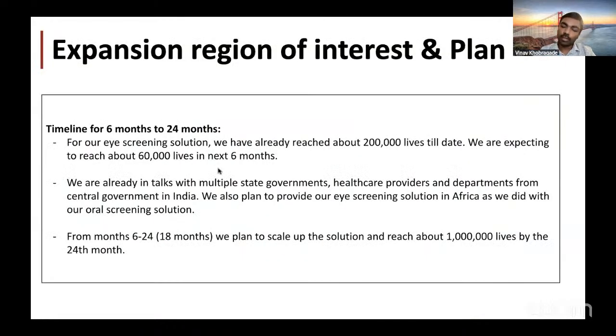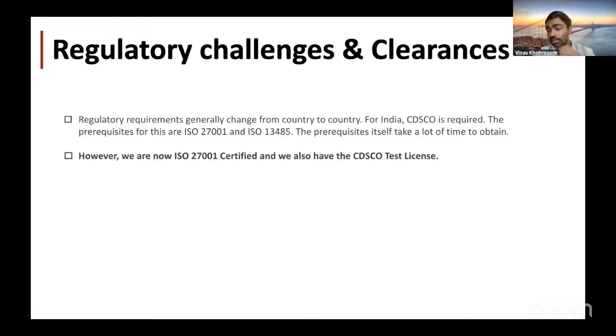Right now we have done around 200,000 screenings, and we plan to reach more areas. The only problem is the regulatory challenges, because you can't scale this solution easily, because this is eye image, right? Then we need to take all the precautionary and regulatory measures. So we are working in that area. We are ISO 27001 certified. We have a test license of CDSCO. But again, we are trying to work out the regulatory aspects of it. So that is our solution.